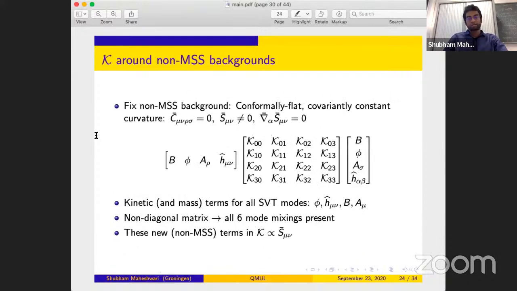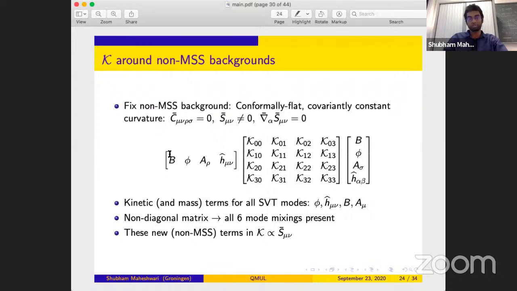Around non-maximally symmetric backgrounds, the analysis is really complicated. Even if you fix the conditions that I chose a few slides before, where the Weyl tensor is 0, and the covariant derivative of the traceless Ricci tensor is 0, and the only thing that separates me from maximal symmetry is the presence of a non-zero traceless Ricci tensor. Even if you impose all these conditions, the kinetic matrix has all the components non-zero. You will have kinetic and mass terms for all the SVT modes, and you will have a non-diagonal matrix with all 6 mode mixings present.